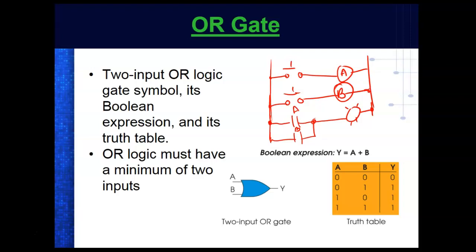Truth tables are nice, but if any one of those contacts is closed, then the rung will be true. So that's probably better for you to know than the truth table. Everybody understand that?